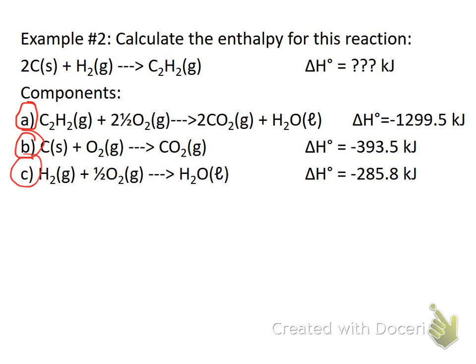The first thing I want you to think about is, are there any unique items, substances, that only show up in, say, component A? Or any unique substances that show up only in component B, or only in component C? And then what you're going to do is compare that to the original equation and see if they are on the same side of the arrow and do they have the same coefficient. If they don't match, then you need to perform a modification to get them to match the equation on top.